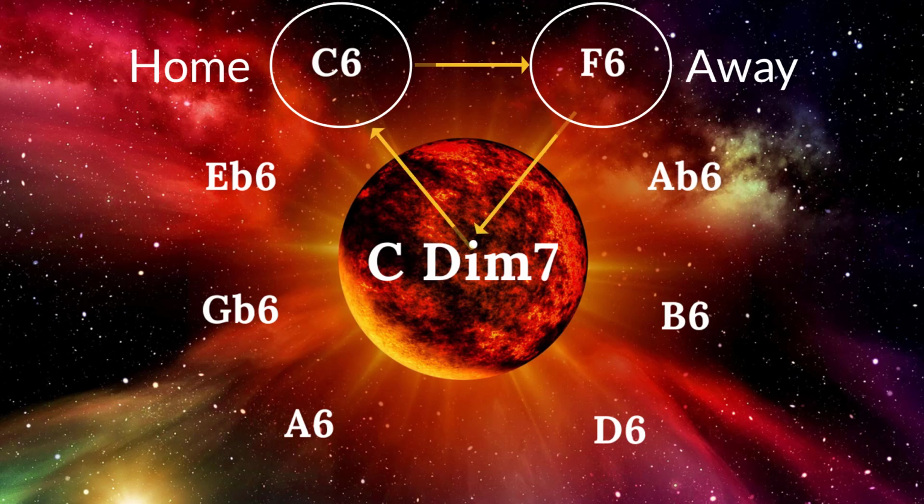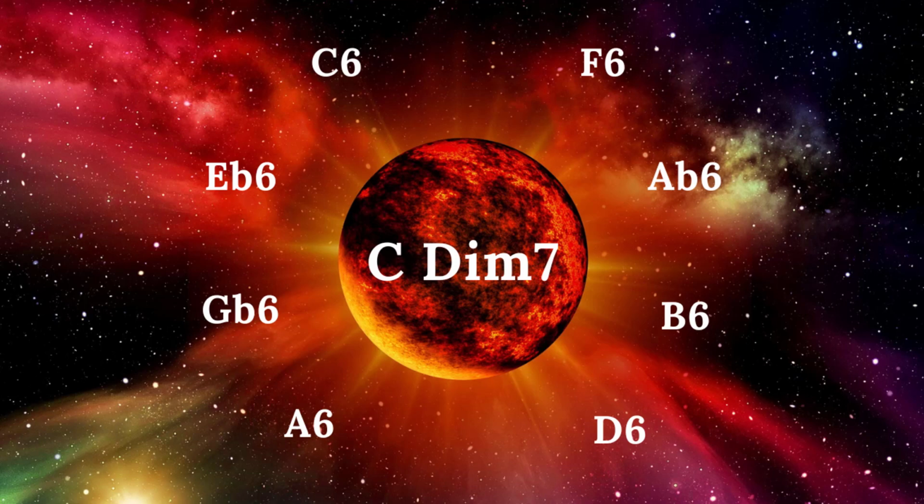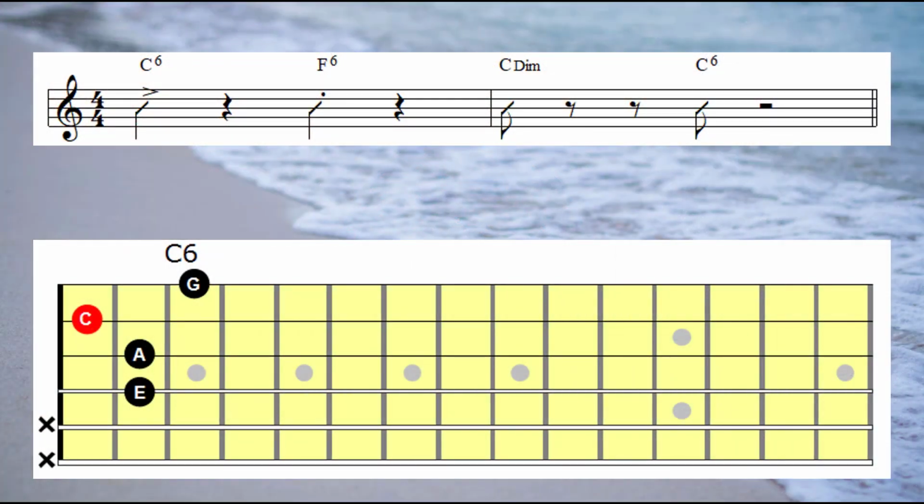Remember that we said we could use the C diminished seventh chord to connect any of the major sixth chords in its orbit. And since we found there's a strong connection between C and F, this chord sequence of C sixth, F sixth, C diminished seventh and C sixth would be a good place to start. Right then, let's have a listen to how that sounds. I'm going to use a Count Basie style rhythm for good measure.